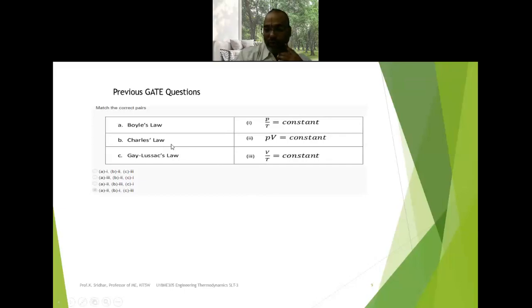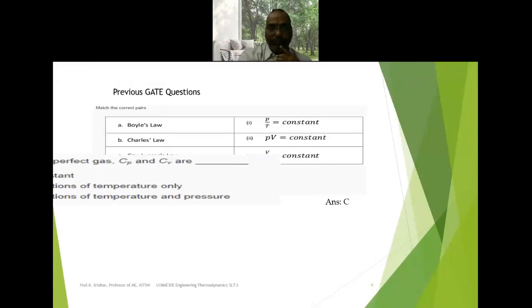Similarly, Charles law says that whenever the pressure is constant, volume is directly proportional to the temperature. So V by T is equivalent to constant. So V1 by T1 is equivalent to V2 by T2 is equivalent to constant. That is Charles law. The next one is Gay-Lussac law. Gay-Lussac law says that whenever the volume is constant, we are able to find the relationship between the remaining two variables. Like that we are able to answer questions on Boyle's law, Charles law and Gay-Lussac law.